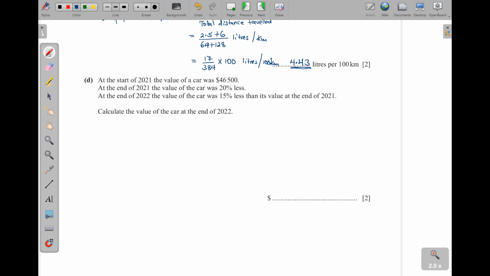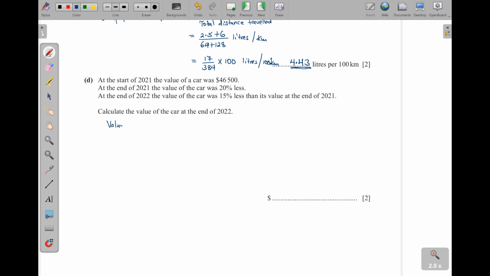Then part D, at the start of 2021, the value of a car was $46,500. At the end of 2021, the value of the car was 20% less. At the end of 2022, the value of the car was 15% less than its value at the end of 2021. Calculate the value of the car at the end of 2022.